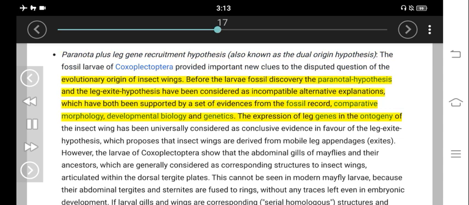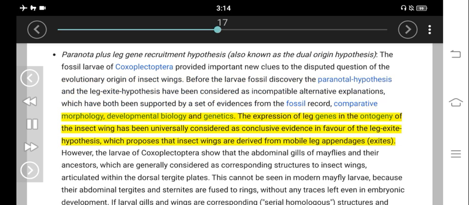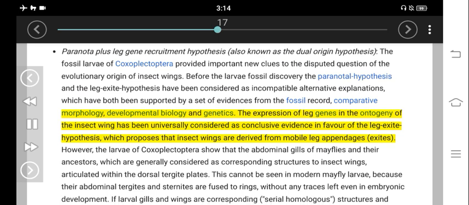Before the larva fossil discovery, the paranotal hypothesis and the leg exite hypothesis had been considered as incompatible alternative explanations, which have both been supported by a set of evidences from the fossil record, comparative morphology, developmental biology and genetics. The expression of leg genes in the ontogeny of the insect wing has been universally considered as conclusive evidence in favor of the leg exite hypothesis, which proposes that insect wings are derived from mobile leg appendages, exites.